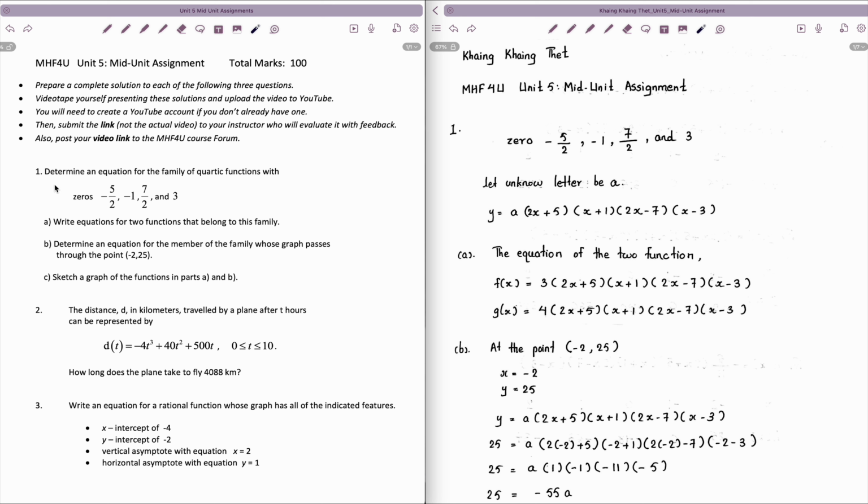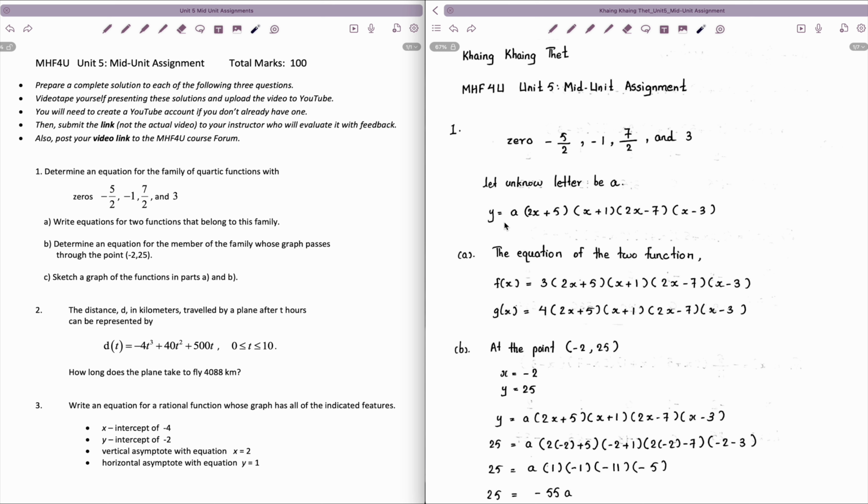Number one: determine an equation for the family of quadratic functions which have zeros at 0, -5/2, -1, 7/2, and 3. So we'll write the points 0, -5/2, -1, 7/2 and 3, and use the zeros of the function to create the correct family of polynomials. So let the unknown letter be a.